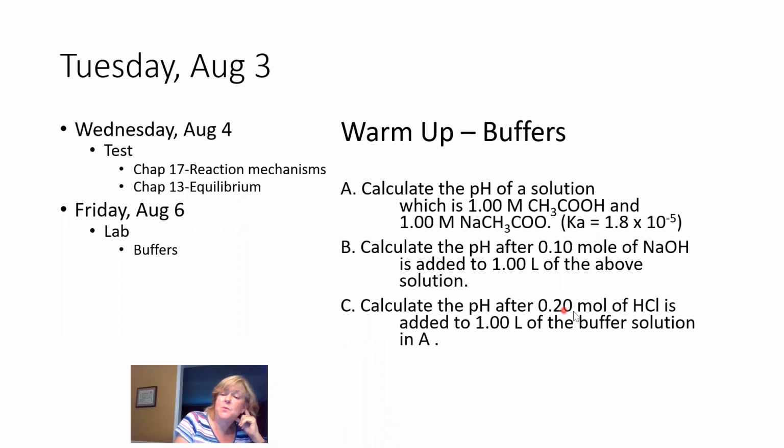And then in C, we're going to add hydrochloric acid. Hydrochloric acid is a strong acid. It breaks up into its ions. The chloride are spectators. We have to decide what the hydronium is reacting with. And since that's the acid, it'll react with the base in the buffer, which is the acetate. We decide what our limiting reactant is, what our excess reactant is, and then we can calculate our pH. So let's see how we did.